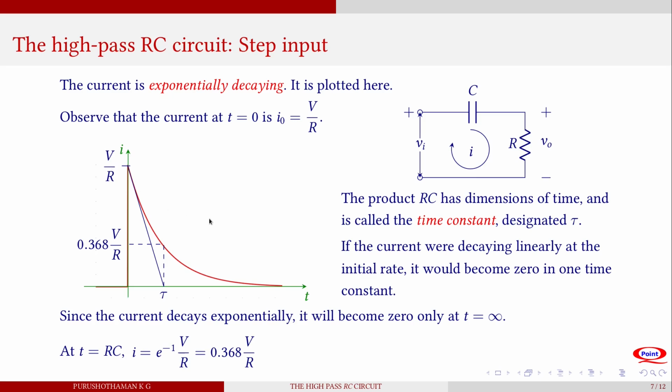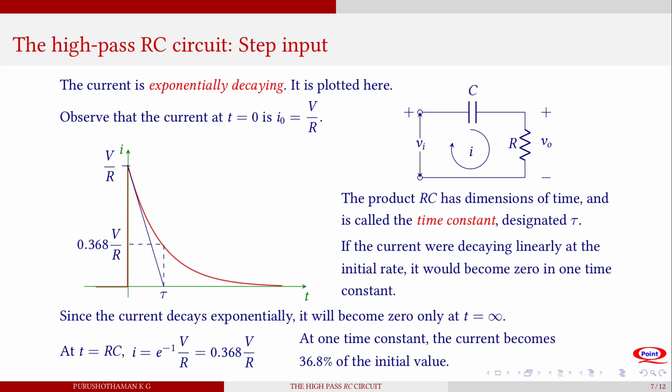So that also may be used as a definition for the time constant. Time constant may be defined as the time taken by the current to drop to 36.8% of its initial value. That is another definition possible. So at one time constant, the current becomes 36.8% of the initial value. So you can see the current is decreasing continuously up to t equal to infinity.